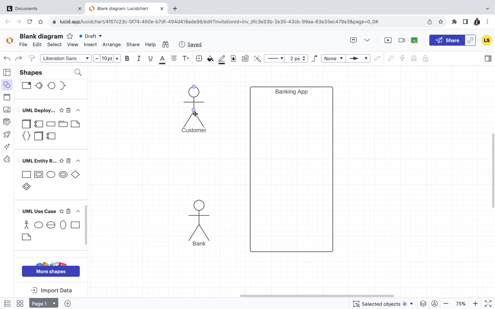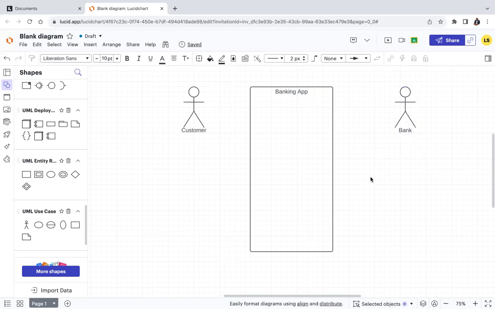But then the bank is considered a secondary actor because it is reactional in nature, whereby the bank will only react once a customer does something. For example, the customer goes to the banking application and checks balance. That is when the bank will engage with our system and provide the information we are requesting. So primary actors should always be on the left side, and the secondary actors come to the right-hand side.